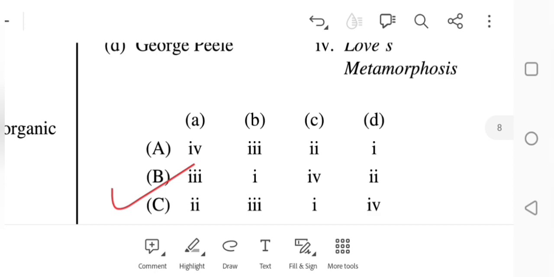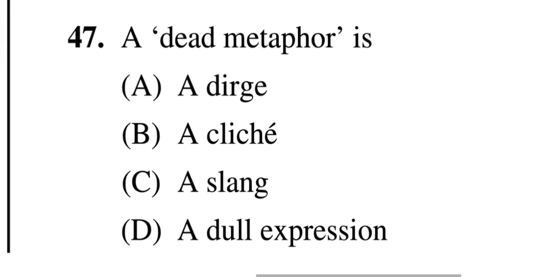Number 47, we have a very interesting question. It says, a dead metaphor is what? A dryer, a cliche, a slang, a dull expression. Slang means you all know, which is not often used in our formal conversation. And cliche means overly used words or phrase or sentence or ideas. That is called cliche. Dull means you all know. Dryer means what? I have no idea about it, so please try to search about it. So the correct answer will be cliche. Okay? Cliche is the correct answer.